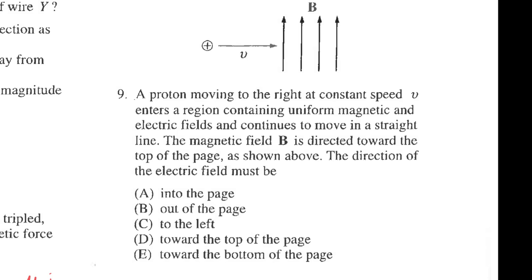A proton moving to the right at a constant speed v enters a region containing a uniform magnetic field and electric fields and continues to move in a straight line. So, for it to move in a straight line, I have to figure out the direction that the magnetic force pushes on this particle, so I can figure out the direction that the electric field must be directed. V cross B suggests it's going to be upwards, so that would be the direction of the magnetic force. I want to apply an electric field that would prevent the particle from being pushed upwards, so I need to be pushed downwards. That suggests an electric field that would have to be into the page to apply a force downwards on the particle.